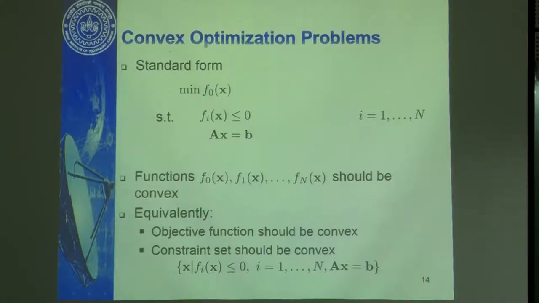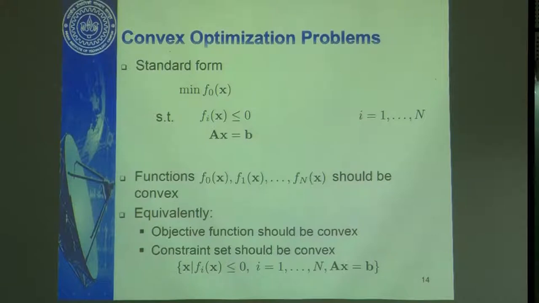So we will come to the convex optimization problems. The standard form for convex optimization problems is as follows. You have an objective function, minimize f_0 of x, and certain inequality constraints, f_i of x less than or equal to 0. All these functions should be convex for this to be a convex problem in standard form.